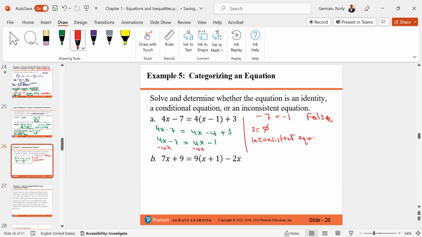This is an inconsistent equation because -7 is not equal to -1. And you see, by trying to solve, we cancel out the x's.